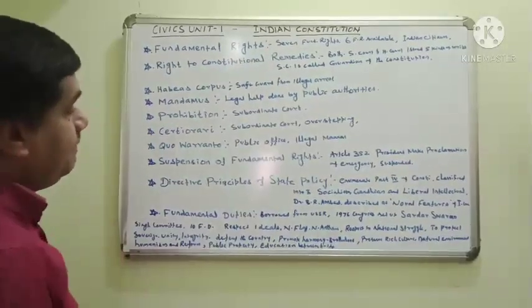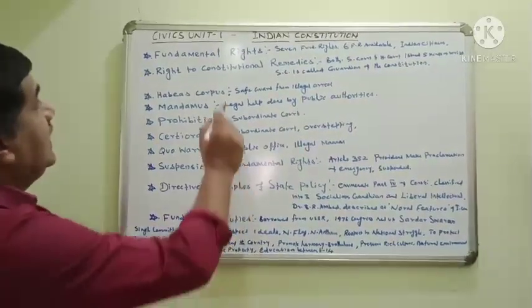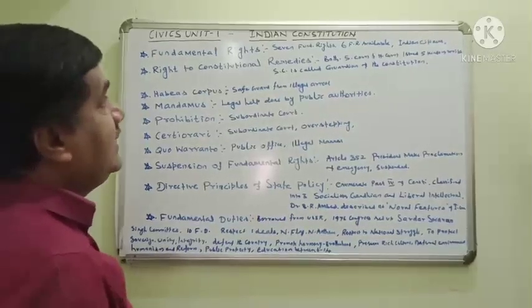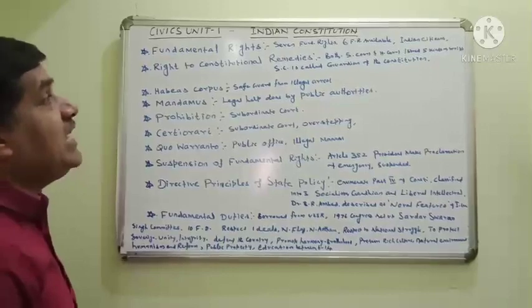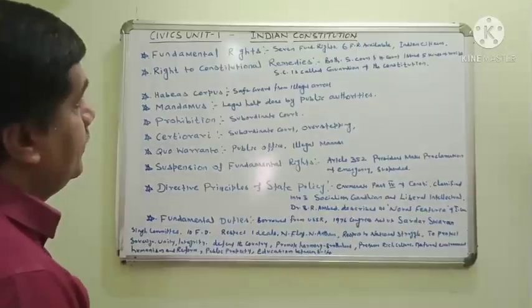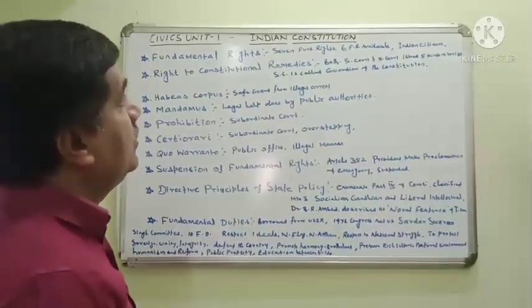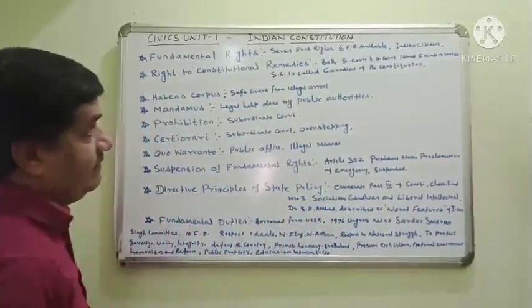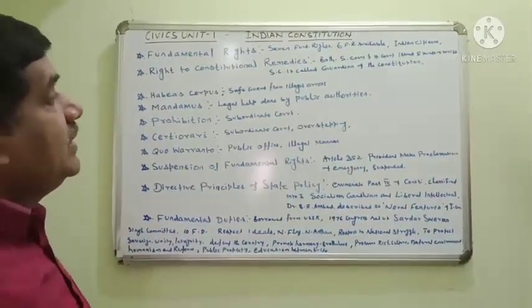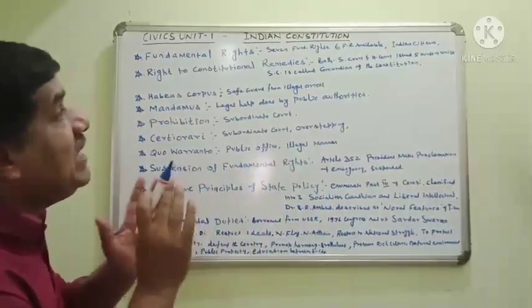Fundamental rights. In the Indian Constitution, there are 7 fundamental rights. But 6 fundamental rights are available to all the persons, and certain fundamental rights are available only for Indian citizens.